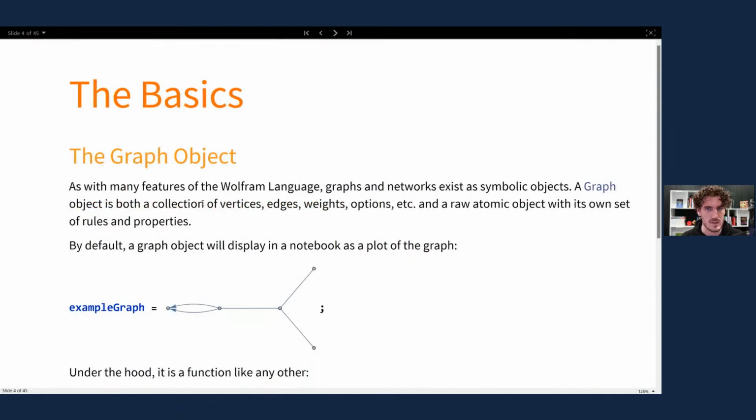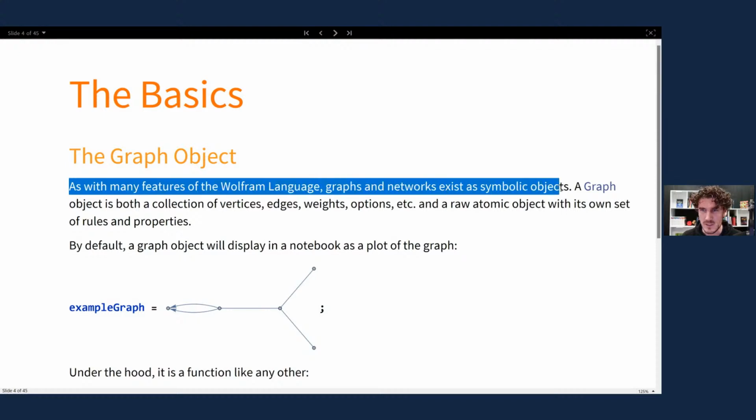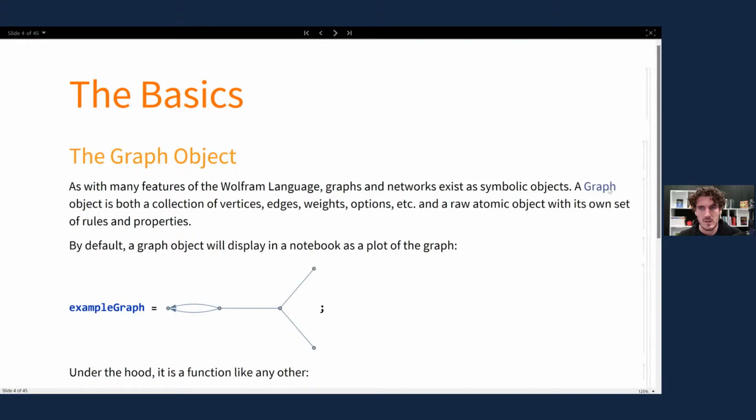Okay, let's have a look at this. You may have heard this a lot if you're familiar with Wolfram language, if you go to a lot of these events, but the notion of symbolic objects and symbolic expressions. An object that we call a graph object is a symbolic object, which, yes, is composed of vertices, edges, maybe weights and styling options, but it is a raw atomic object.